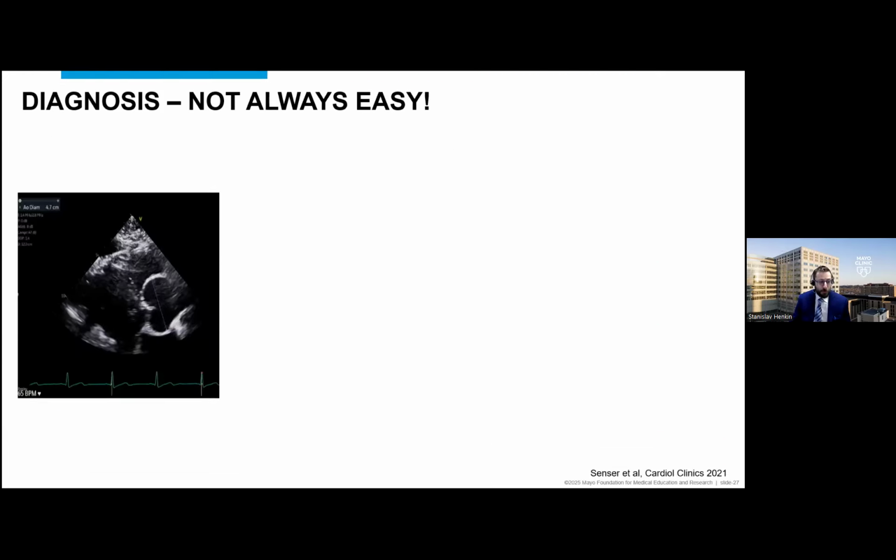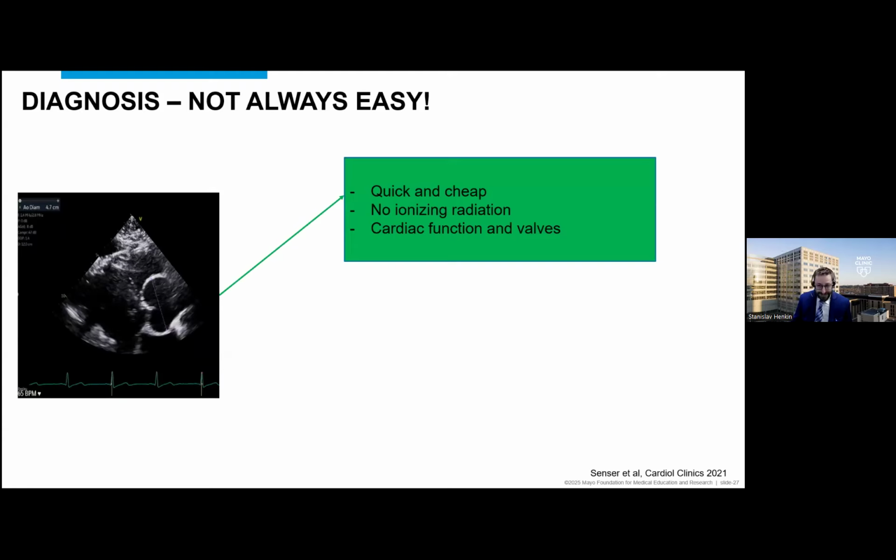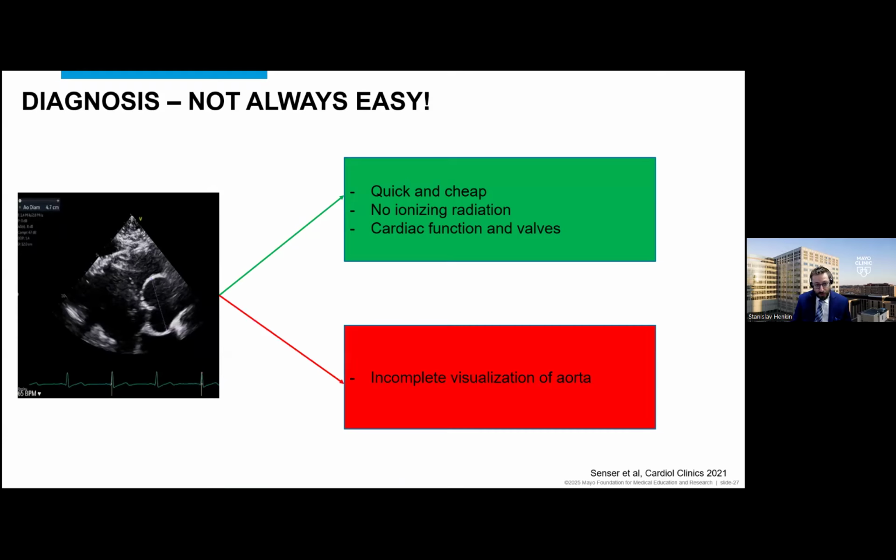Well, what about the most common modality in cardiovascular medicine, the echo? Well, echo is quick, it's cheap compared to other modalities, including CT and MRI. There is no ionizing radiation, and it gives you cardiac function and valves. But the biggest con with echo is that there is incomplete visualization of the aorta, and technical success is not always achieved.